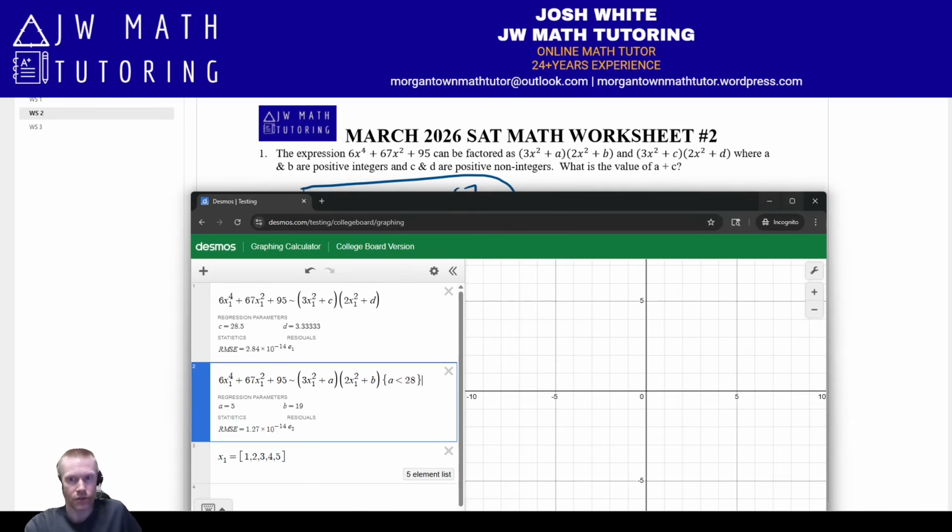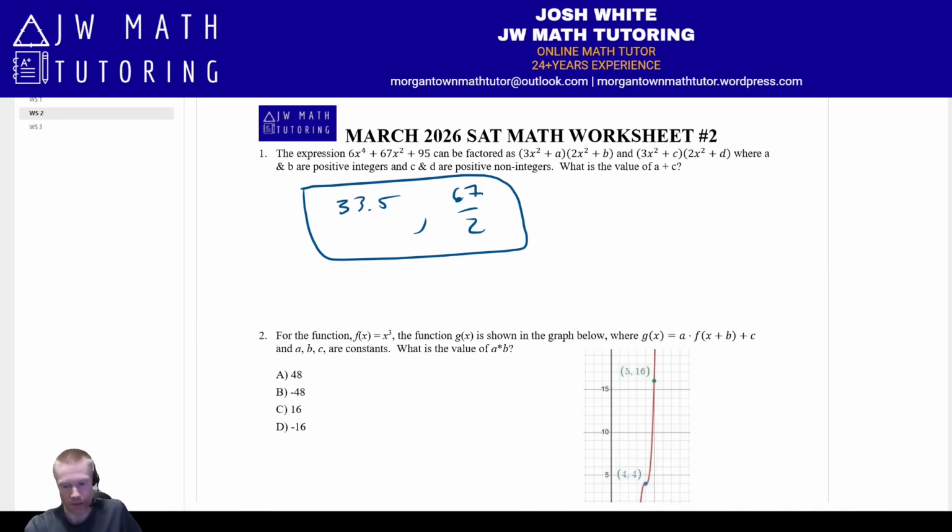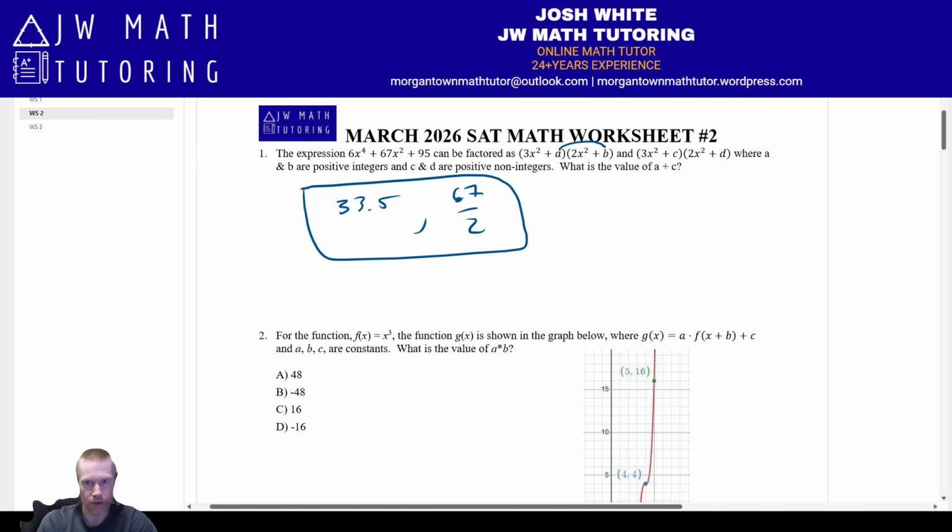Now, just to show you what's really going on here, and this will be the last thing that I'll talk about on this. Okay, basically, when you factor this into its various forms, you have the two numbers here, the a and the b and the c and the d, they're being multiplied and they have to equal 95, right? A and b are factors of 95.